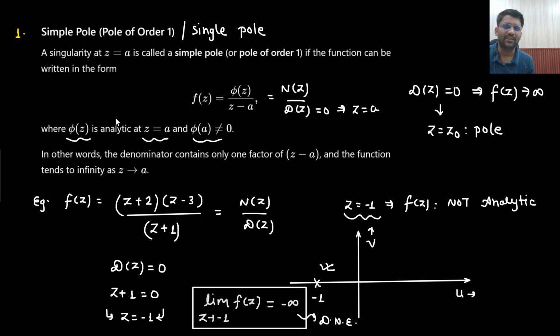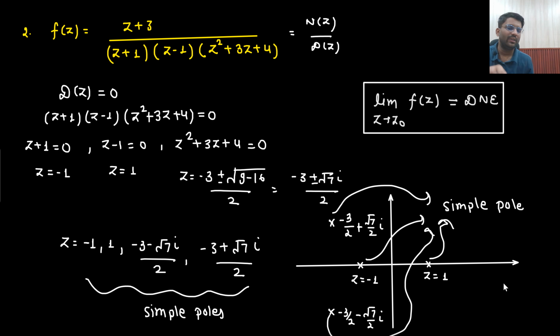Isolated is of 4 types. Simple pole. Simple pole means, sir, denominator equals to 0, I will get the points. But the limit should also not exist. Along with that, it should be a simple pole, that means it should not be repeated. It should come only once. Along with that, the limit should not exist, that means you are not able to cancel it out.